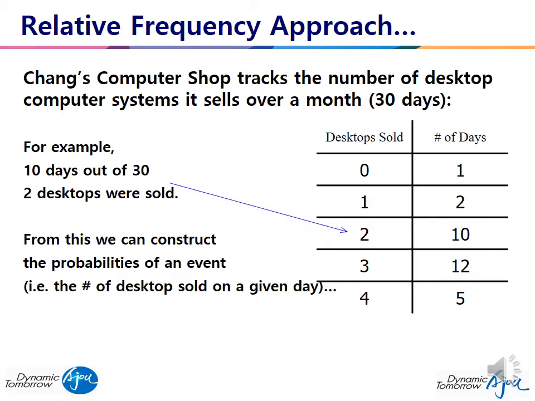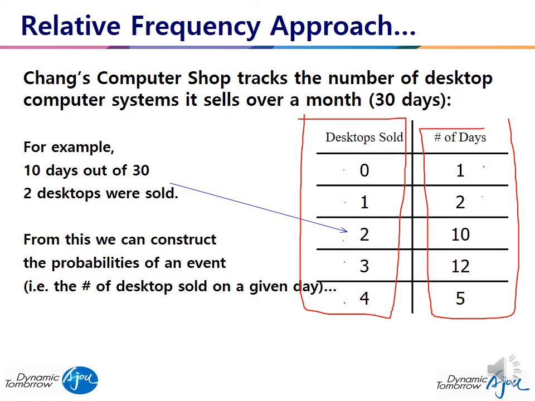Zhang's computer shop tracks the number of desktop computer systems it sells over a month, 30 days. In this first column, desktops sold: 0, 1, 2, 3, 4. Number of days: 1, 2, 10, 12, 5. Add this up, 30 days. So for example, on 10 days out of 30, 2 desktops were sold. From this, we can construct the probability of the event, that is the number of desktops sold on a given day. So now, we are going to explain with this example the relative frequency approach.